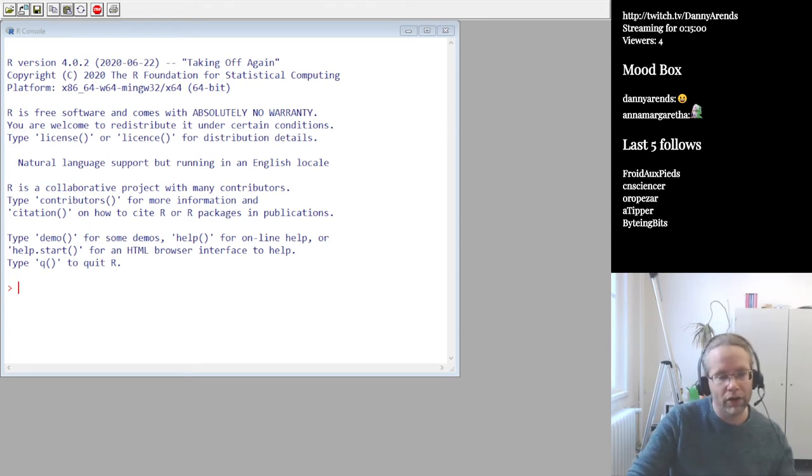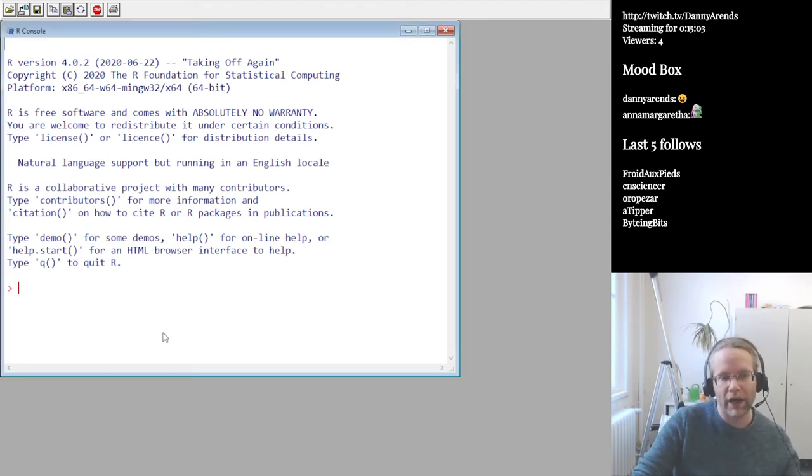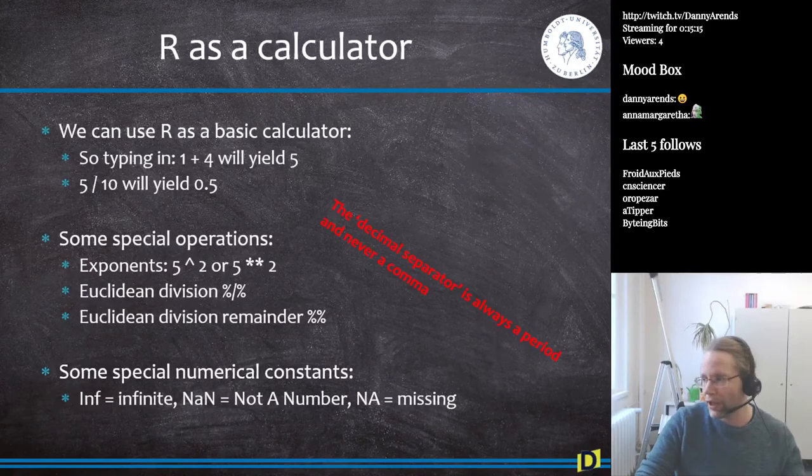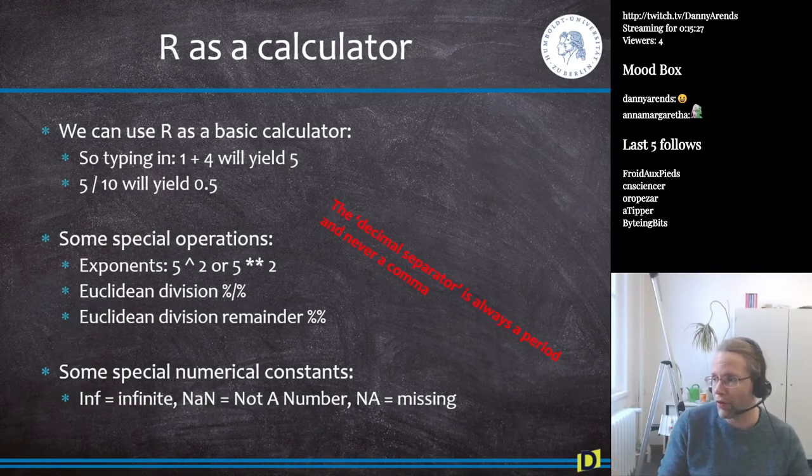But this is how R looks, and then of course we can use R as a basic calculator, right? So if I want to know what 5 times 7 is, I can just type it in, and R will tell me that it's 35. So, and for the slide here, we can use it as a basic calculator. The main thing that you have to remember is that the decimal separator in R is always a period and never a comma, right? So depending on which country you're from, sometimes people use a comma, so they say 1,5 for 1.5, but in R it's always 1.5.